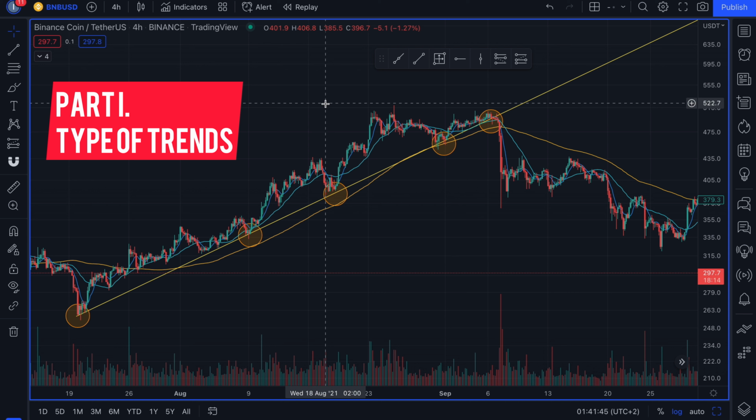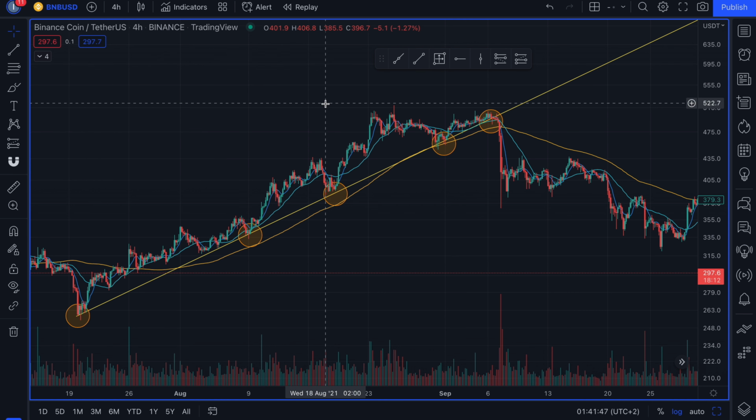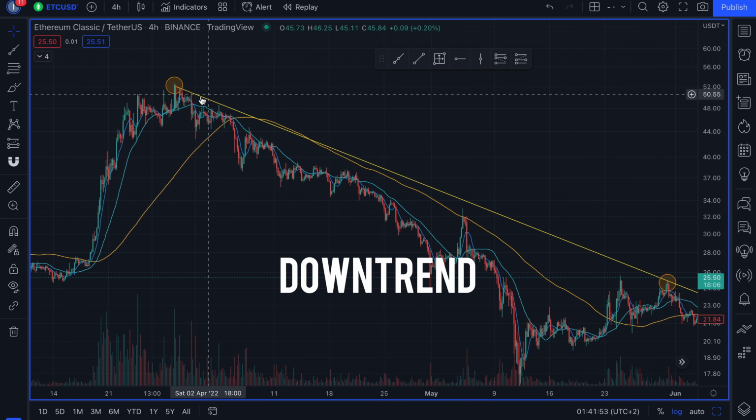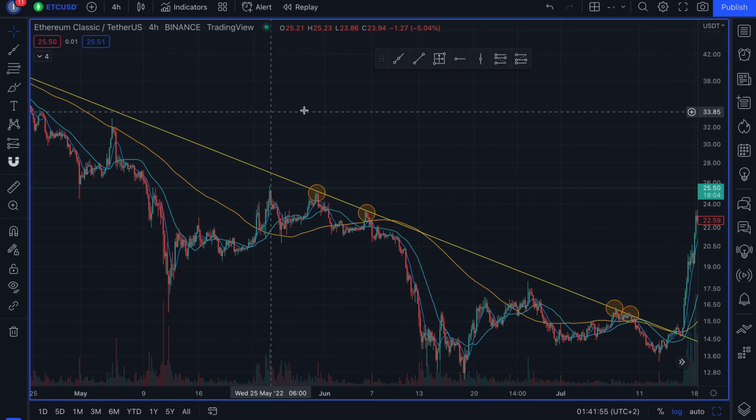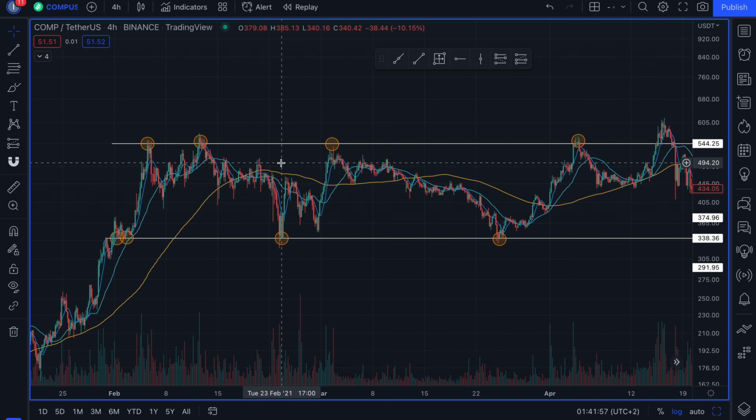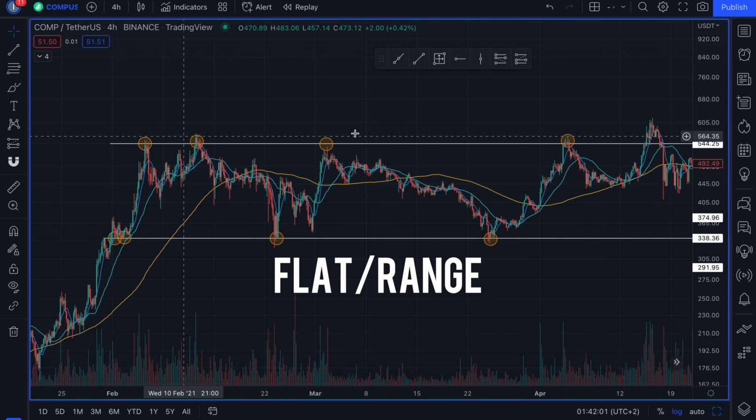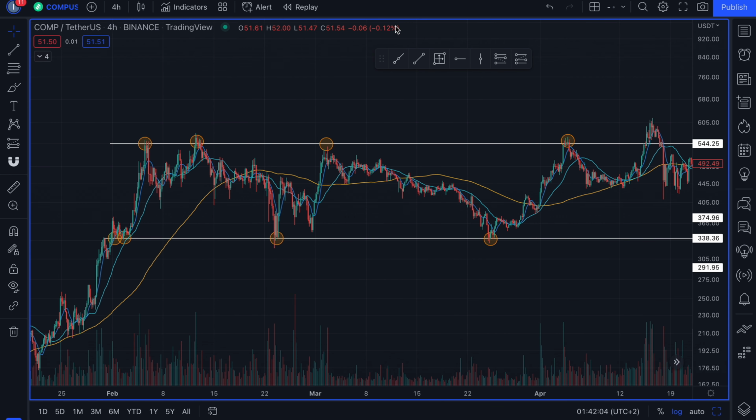So there are a few types. Basically, there are three types of trend lines. The first one is uptrend. The second one is a downtrend, and the third type, not a trend line as I said before, is a flat. So let's discuss each of them.